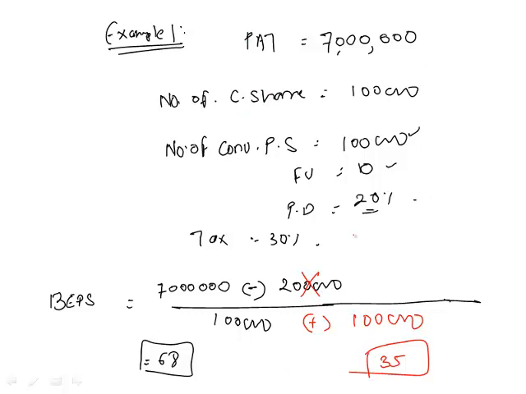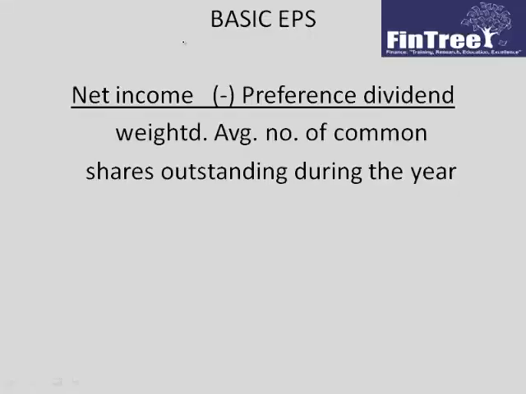Are we good to go ahead? Example 2 in the same series now. Example 2. Let's say profit after tax is... Do you want it difficult? Okay. Let's say EPS as of now is 42. EPS as of now, basic EPS is 42.